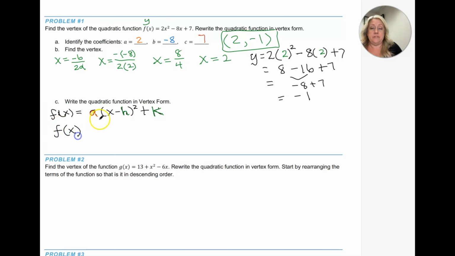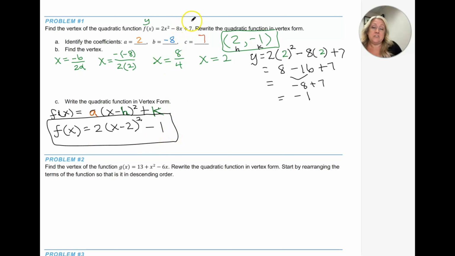f of x equals, in place of our a, we'll put 2 times x minus, well, let's see, our h value is 2, so minus 2, all squared, and then plus k. Remember this is our h, k, and so negative 1, so minus 1. So there we have it. That is the equation, but just now in a different form. So these two functions, if you were to graph both of them, you would see that it is the same exact graph. They're just written in a different form.